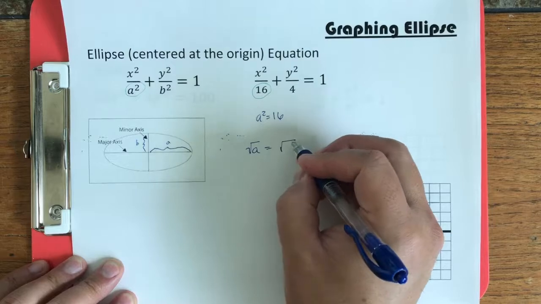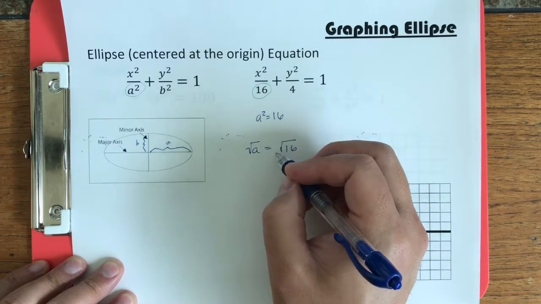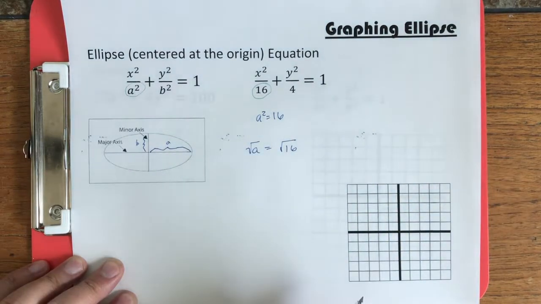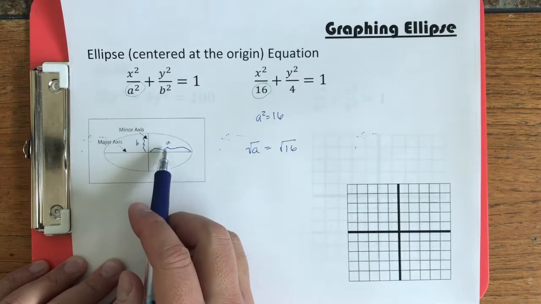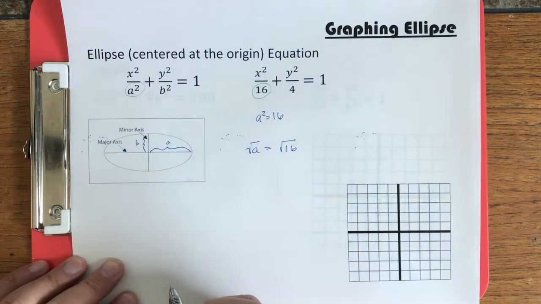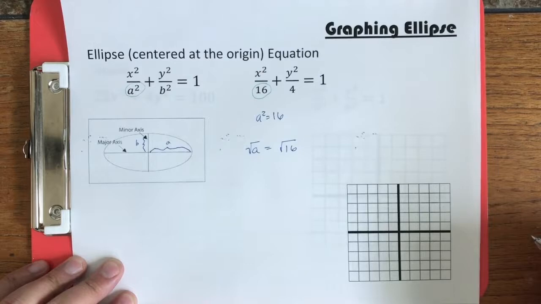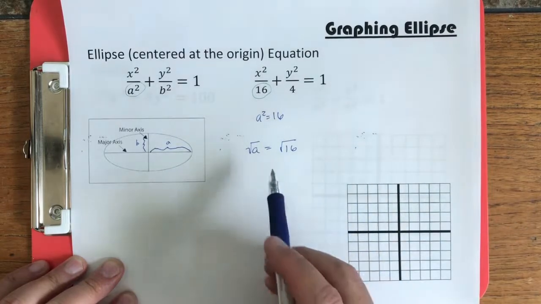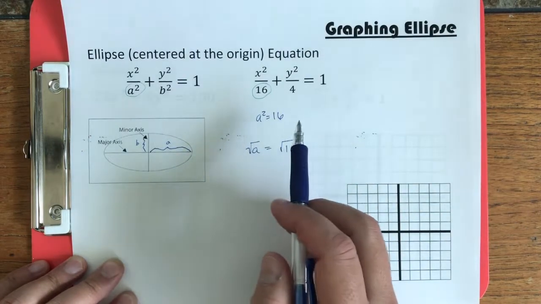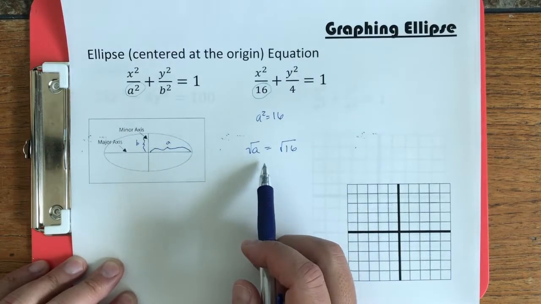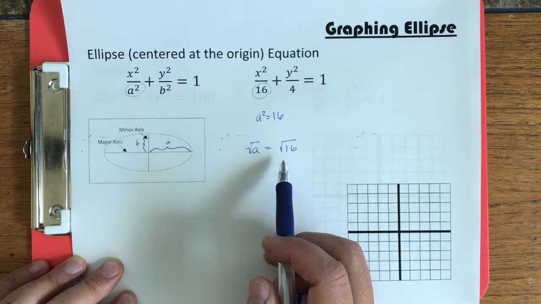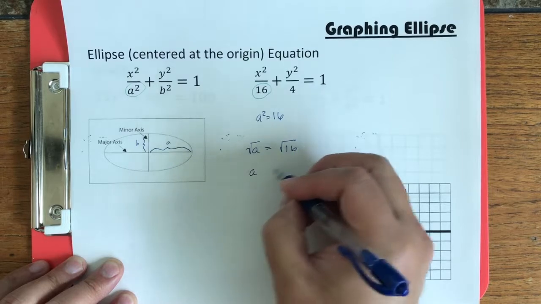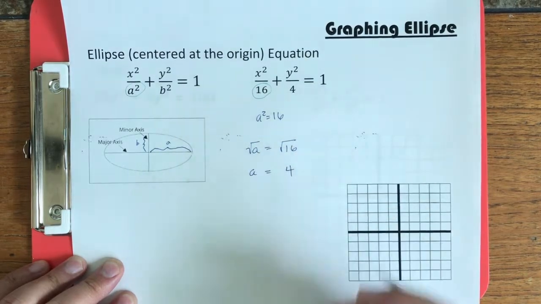Now, normally when you square root both sides, you would add a plus and a minus. In this case, we're going to ignore the minus, and the reason why is a is a distance. Distances are always positive. If I ask you, how far do you live from school, you would probably say 2 miles. No one says negative 2 miles, because distances are always positive. So in terms of computing a and b, we're always going to assume that the distance is positive. So in this case, a is equal to 4.